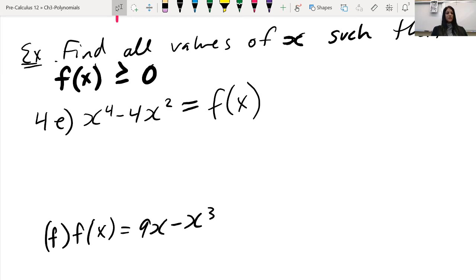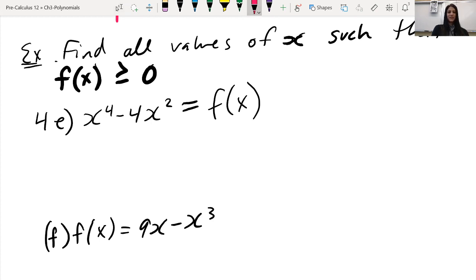Oh, I see. This is for E and F, I believe, from your homework. So I think maybe people have asked for this. So I thought it would be helpful for us to go through it together, and then you'll have other questions like this in number 4 that are similar, but it's helpful if we go through 1 or 2 of them together. So find all the values of x such that f of x is greater than or equal to 0.